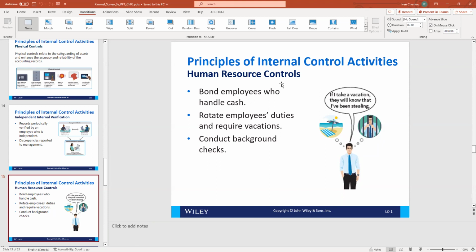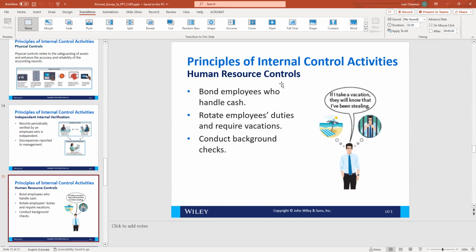Rotate the employees. You know, it's a very interesting thing here. If the employee is doing something and exploring the opportunity because he has some financial troubles, that employee most likely doesn't want to go on vacation. Because if the employee goes on vacation, somebody can find out what he actually is doing.